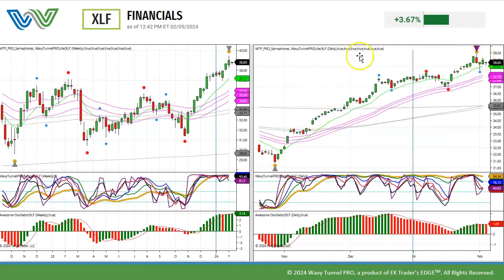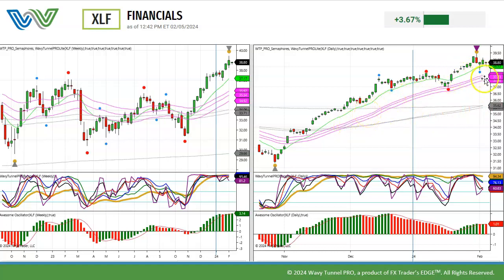The financials have done really well, and you can see the different pattern in the financials. On the left, on the weekly chart, we did consolidate for a while, and then finally we took out these highs and we started to move higher, and the wave is comfortably pointed up, and we can see that on the daily chart where we are above the wave and the wave is above the tunnel. So this is a bullish scenario.